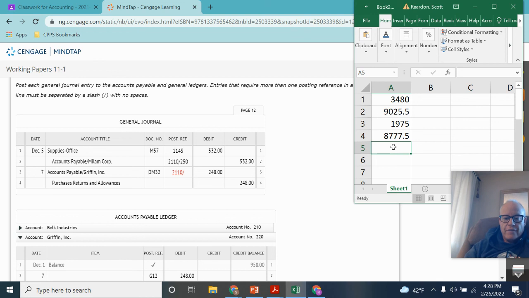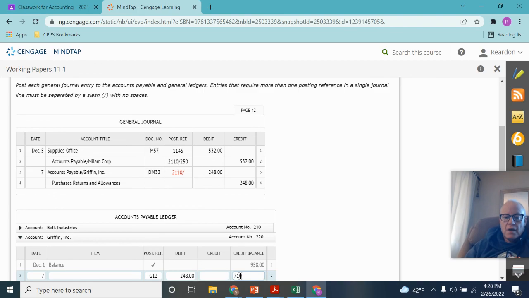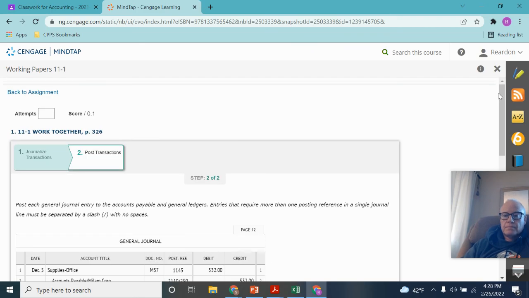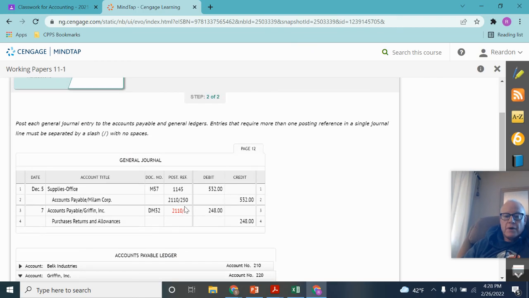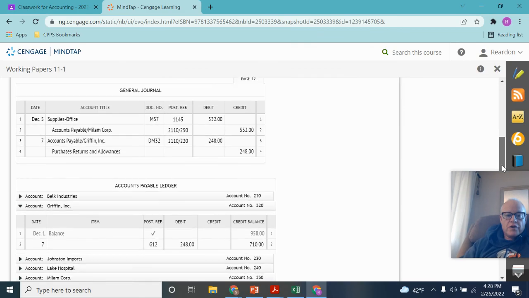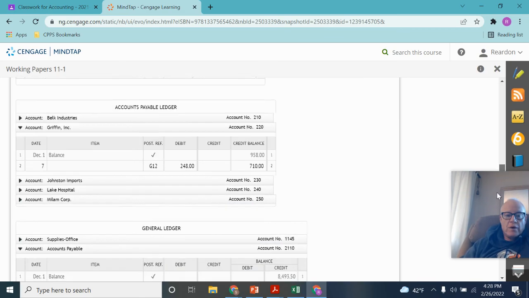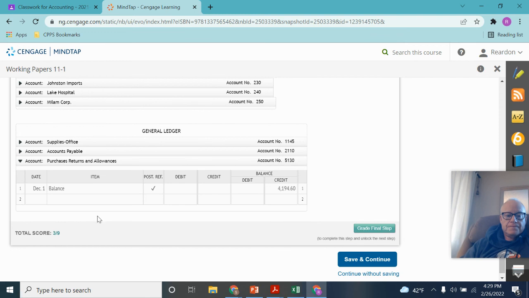Previous balance for Griffin was 958. I'm debiting or subtracting 248 because I don't owe that to them anymore. Net, I now owe them 710. They are vendor account number 220. I'm going to come up here and say 220. Post to the general ledger, post to subsidiary ledger. Then purchases, returns, and allowances is going to be a credit for 248. That's going to be on the 7th.